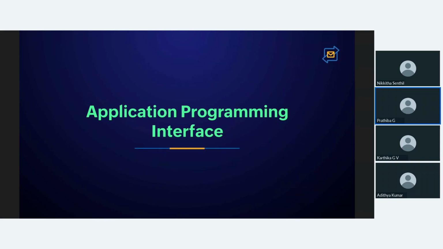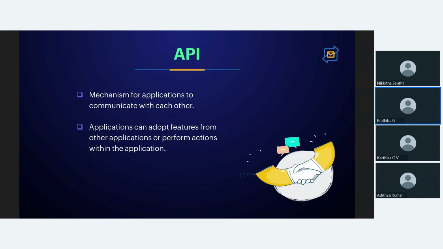Now, moving on to the next section, we have APIs, or application programming interface. A quick introduction to API. API is basically a mechanism using which applications can communicate with each other. An application can use these APIs to adopt certain features from another app or perform specific actions on data which is available within the same app. And the actions that the APIs can perform are called CRUD actions, which is creating, reading, updating, and deleting.